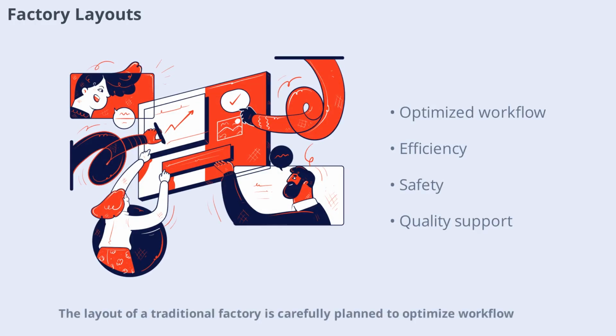The layout of a traditional factory is carefully planned to optimize workflow. Machines and workstations are arranged to minimize movement and maximize efficiency. Good layouts help reduce waste, improve safety, and support high-quality production.